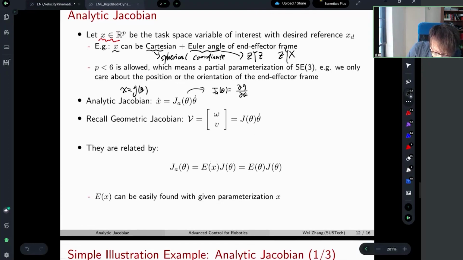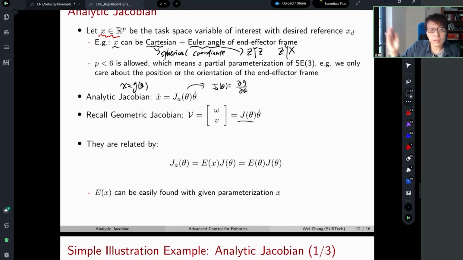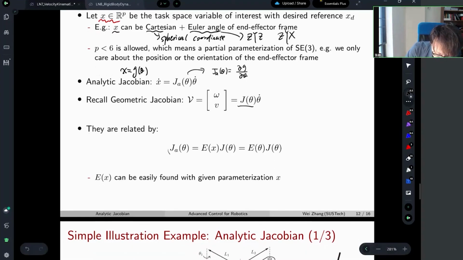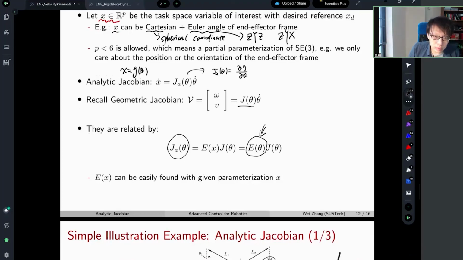Recall the geometric Jacobian we defined before. It's just the list of screw axes, okay? And actually, you can obtain the analytic Jacobian from the geometric Jacobian by multiplying by some kind of matrix. This matrix really has no uniform formula. It really depends on the particular task variable you choose. So I say this can be found easily. I don't think it's easy, okay? It's pretty tedious. It can be found, okay, with a certain parameterization.